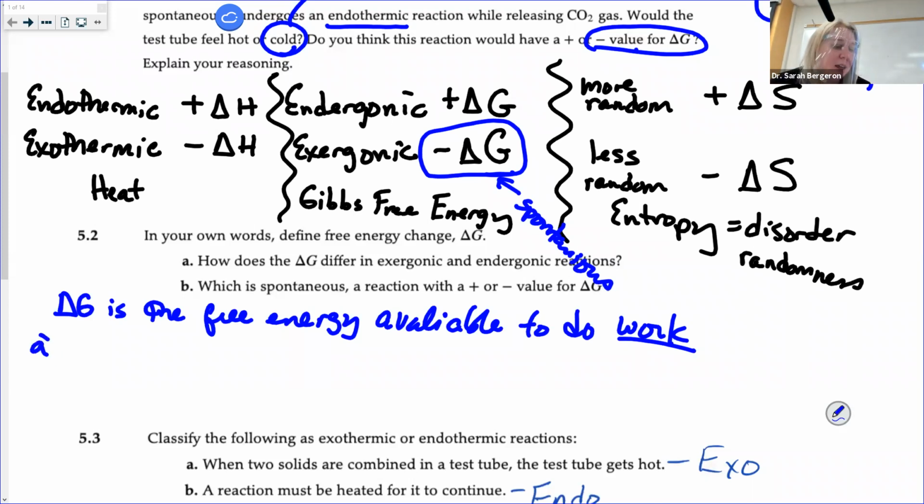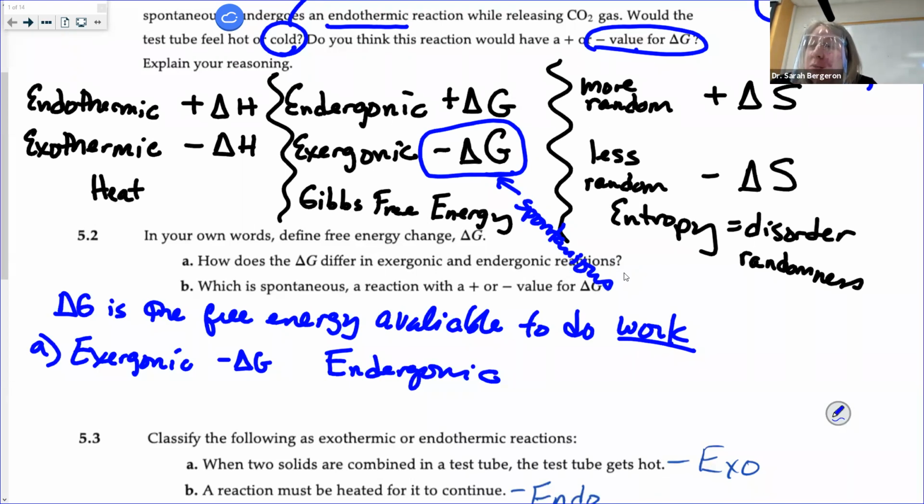All right, now A, how does delta G differ in exergonic and endergonic reactions? In exergonic, what do we know about that? Delta G is what? If something is exergonic, it's giving off energy, right? So it's negative. If you are endergonic, energy has to enter the system in order for you to have your chemical reaction go. So it must be a positive delta G.